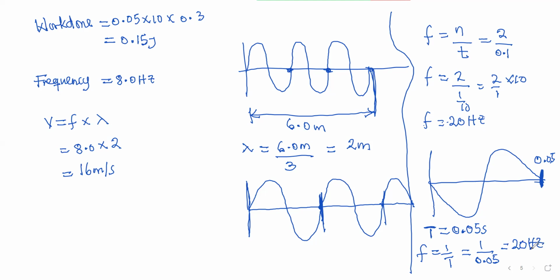Please confirm this for me. We have 1 divided by 5 on 100, so this is 1 on 5 times 100. 5 goes into 100 twenty times. The frequency is 20 hertz. All right. So those of you who got 10, please make your corrections.